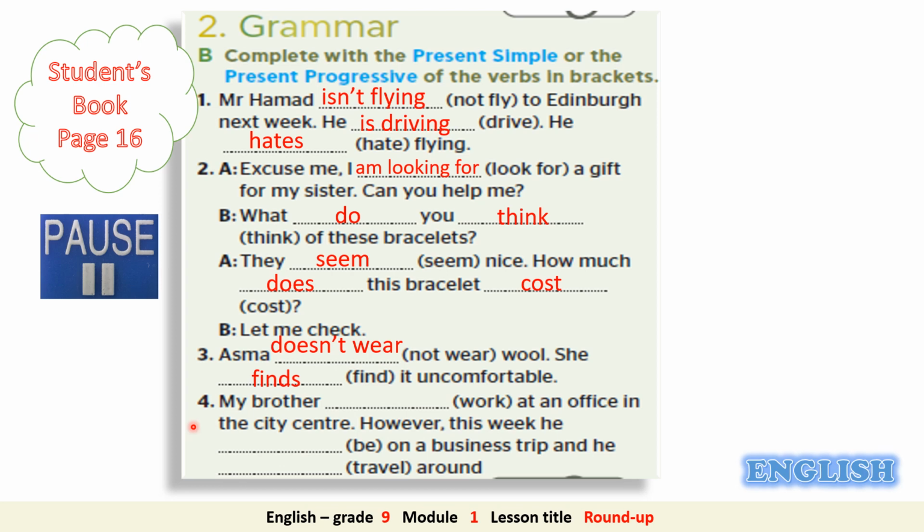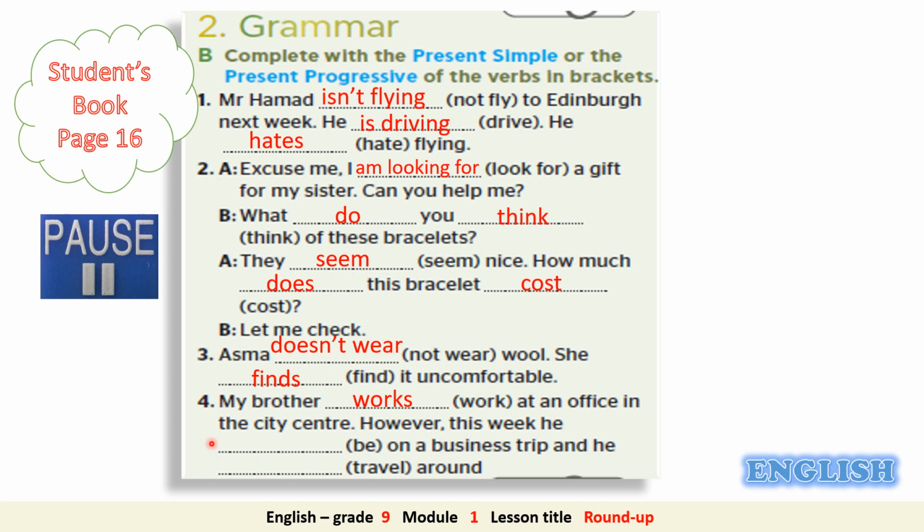Number 4. "My brother works at an office in the city center." What do you think? Excellent. Works because it talks about permanent states. He always works there. However, this week "he be on a business trip and travel around."